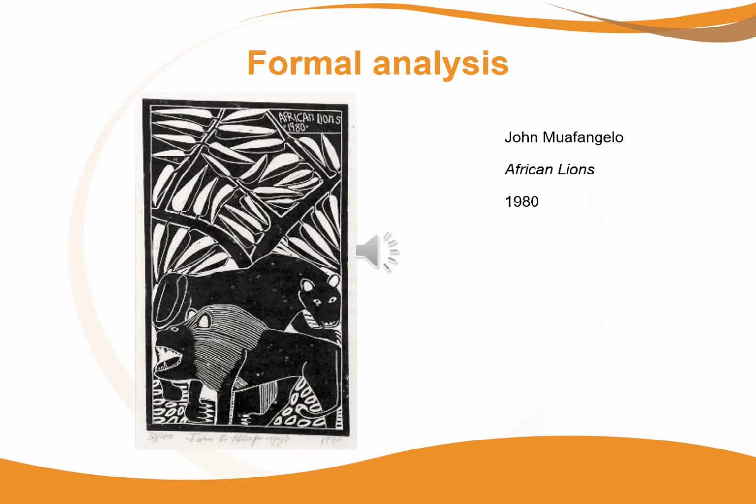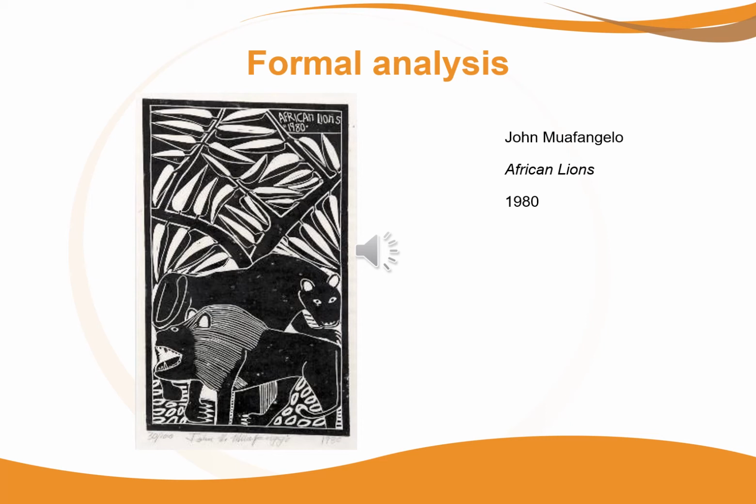The next artwork we will discuss is the work African Lions by John Muafangelo, a Namibian artist. An overview of this work shows that there are 2 lions and a type of tree which makes up the picture. The artwork is in black and white only. We can already see that this artwork will need a different approach to the one of Mondrian, since there is a representation of a real thing, something that we can find in the natural world.